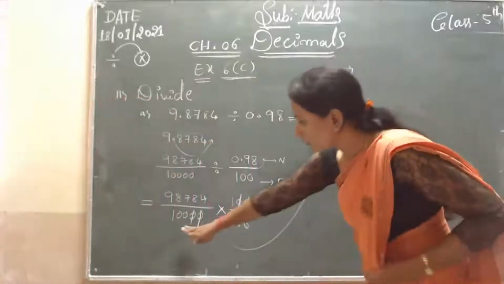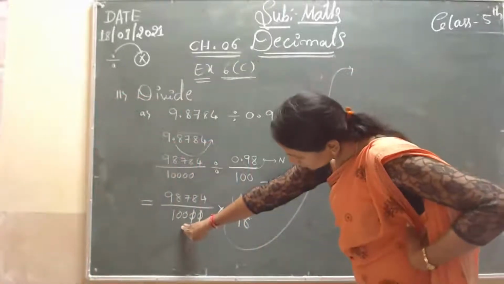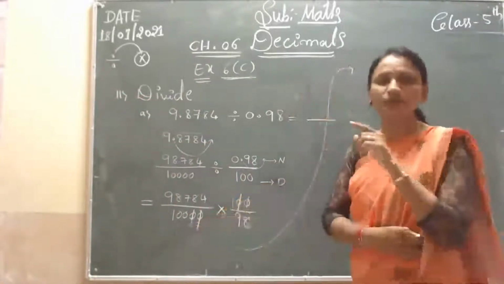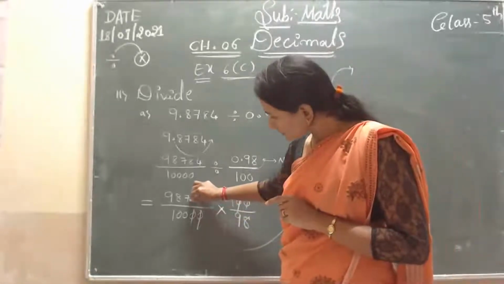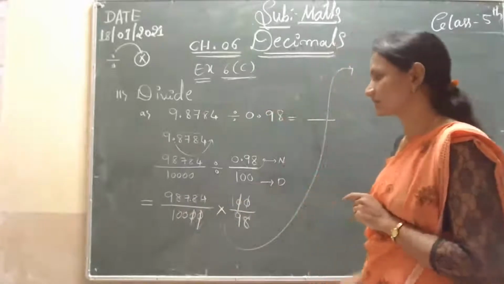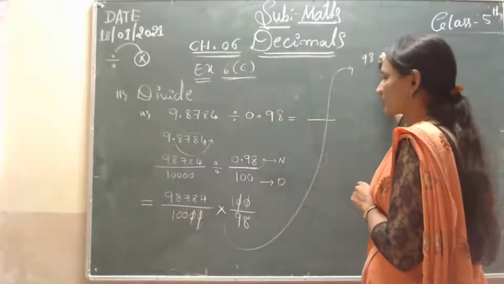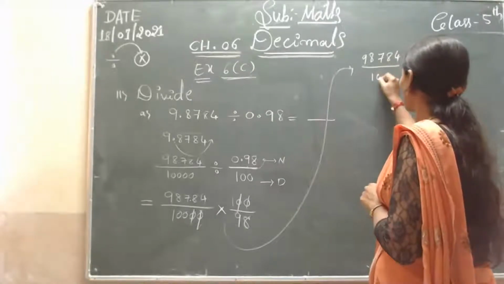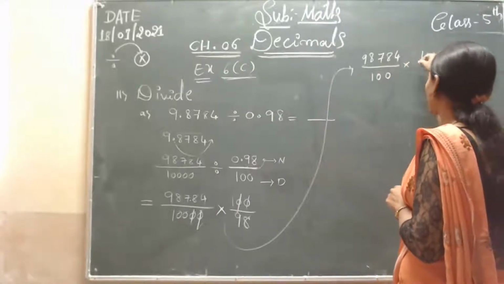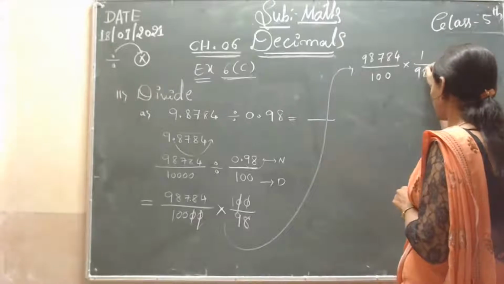So how many zeros are here? Left for 2 zeros. 2 zeros left means you have to move the point. So here, come to the point here. So it's 98784 by 100. So into here, come to 1 by 98.